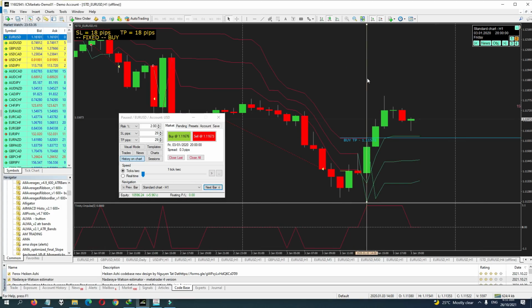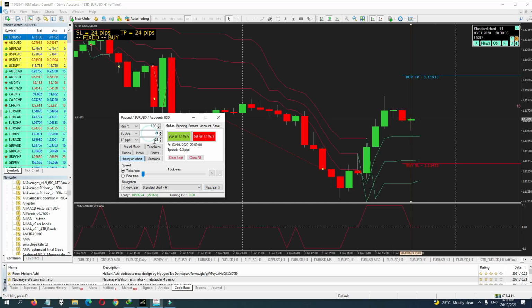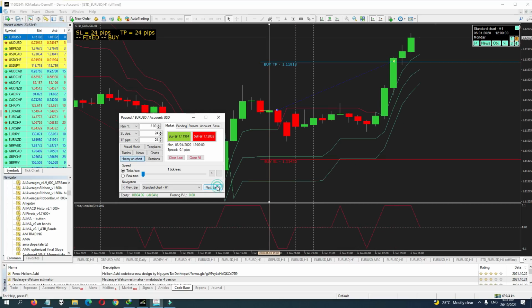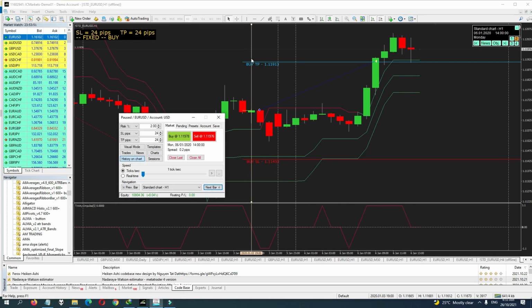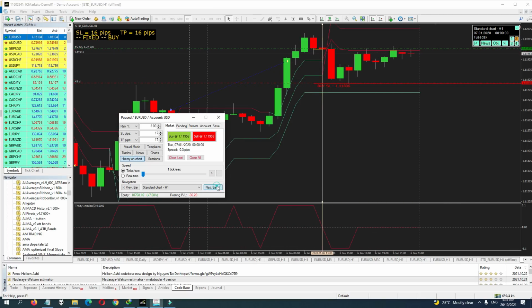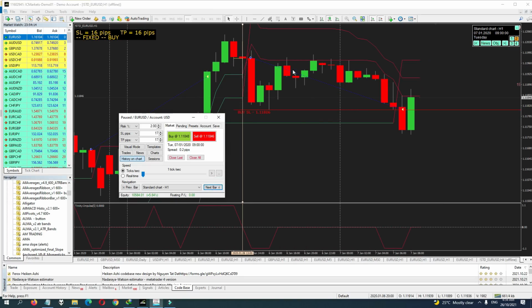Now it's all green, and then it goes to 0, so we enter here. All green, and you can also use the middle supertrend as your stop loss if you want. You can target 2 to 1 or 1.5 to 1 reward to risk. It's really up to you. Okay, so we got stopped out on that one.